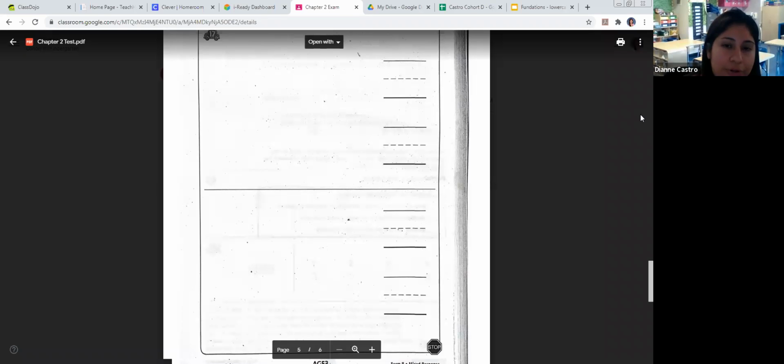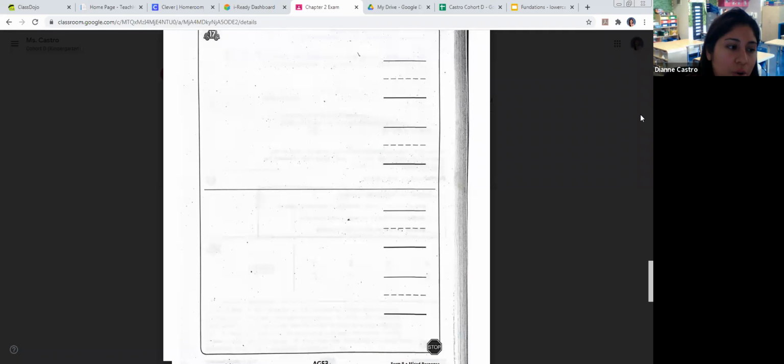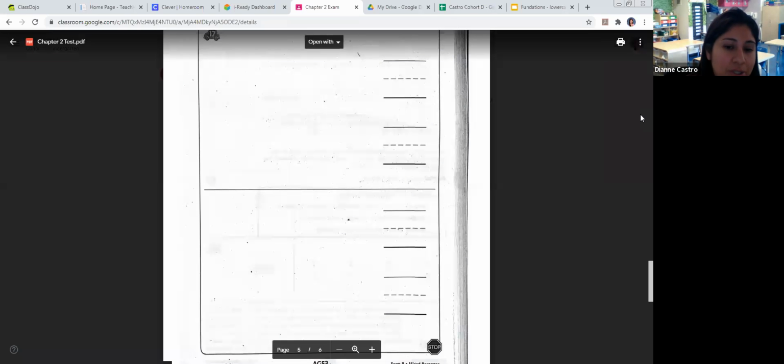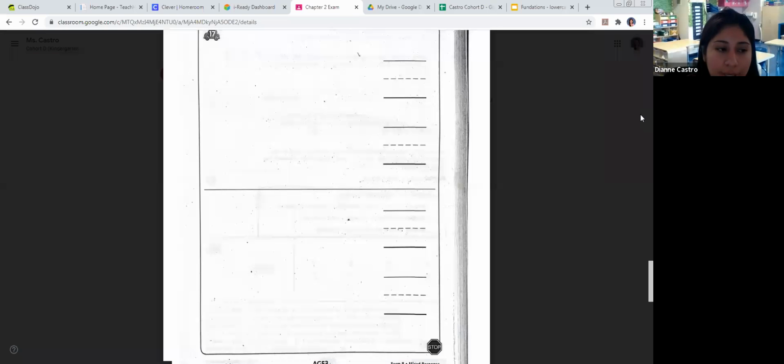Show 4 red counters. So you illustrate 4 circles and you color them red. Then you write the number on the line. Then they want you, right underneath, to show a number that's less than the red counters. So if they illustrated 4 red counters, they have to think of a number that's less than 4, and then they illustrate it right below. They color it yellow, and then they write the number on the line.